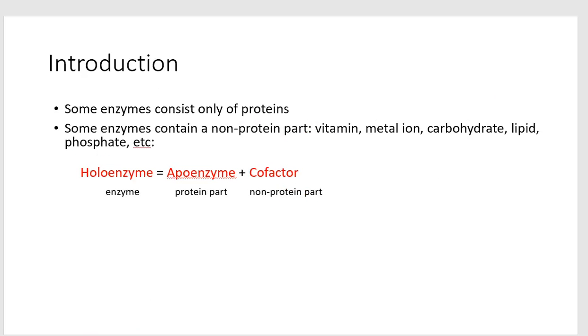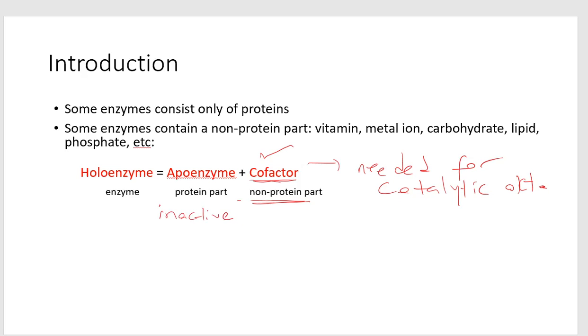We said enzymes are proteins. Some enzymes consist only of proteins. Many enzymes consist of a protein and a non-protein part. The non-protein portion is called a cofactor. For some enzymes, this cofactor is necessary for the enzyme's catalytic activity. Here this protein part is inactive, and this part is active. Activity comes from the cofactor.